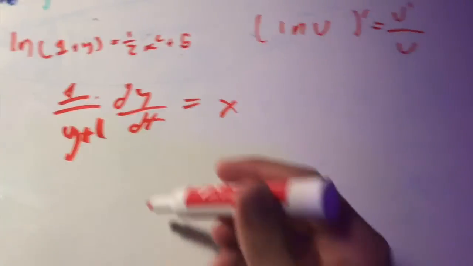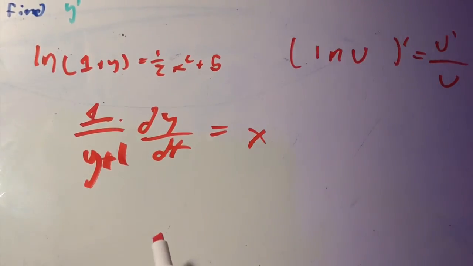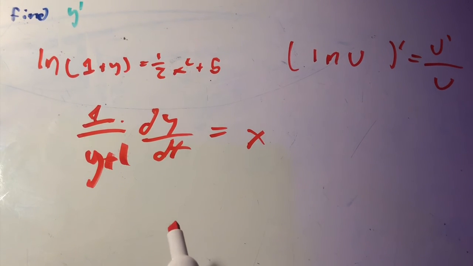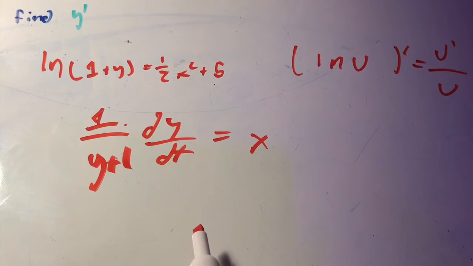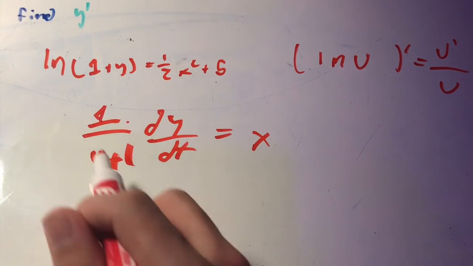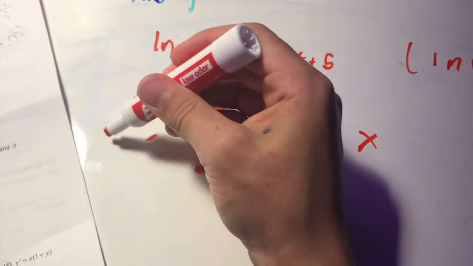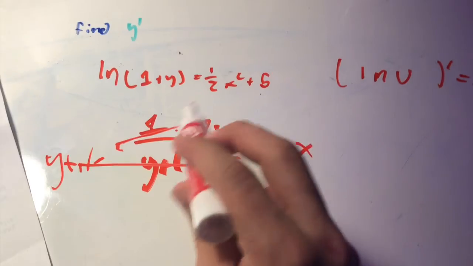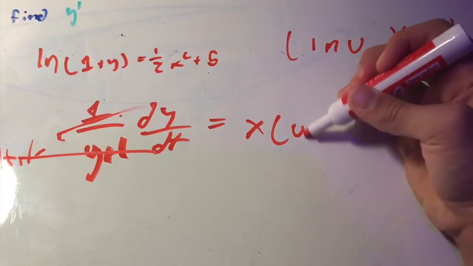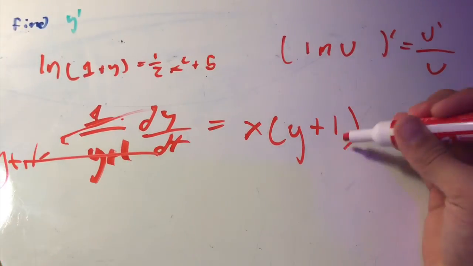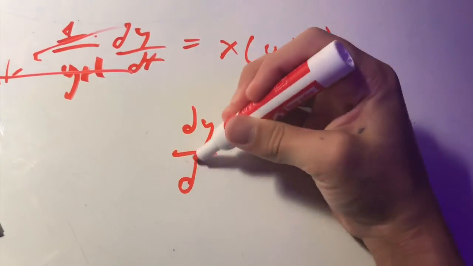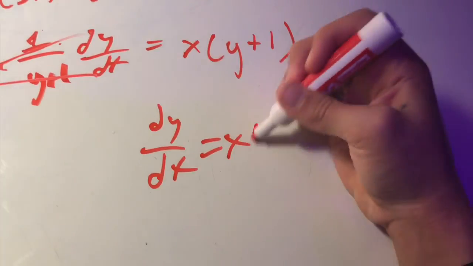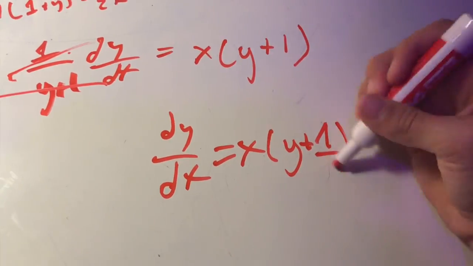Alright, and so we're looking for dy over dx, so let us just multiply this times y plus 1, cancels that out, it's just 1, doesn't matter, so then we have y plus 1, so dy over dx equals x times y plus 1, bang, easy call.